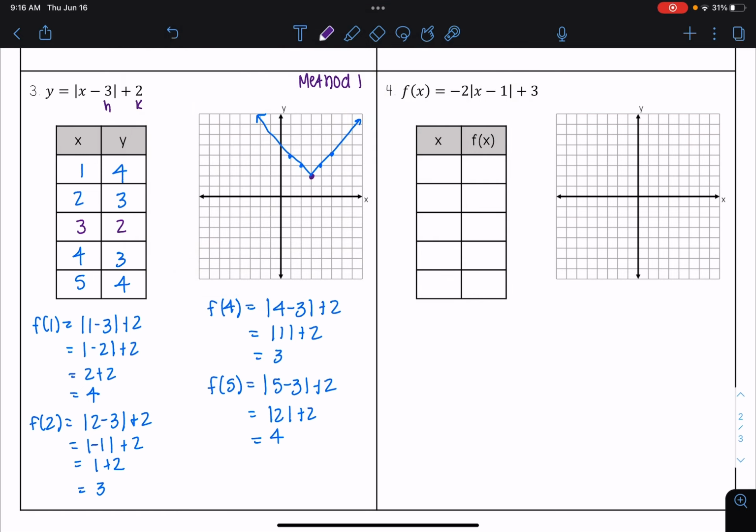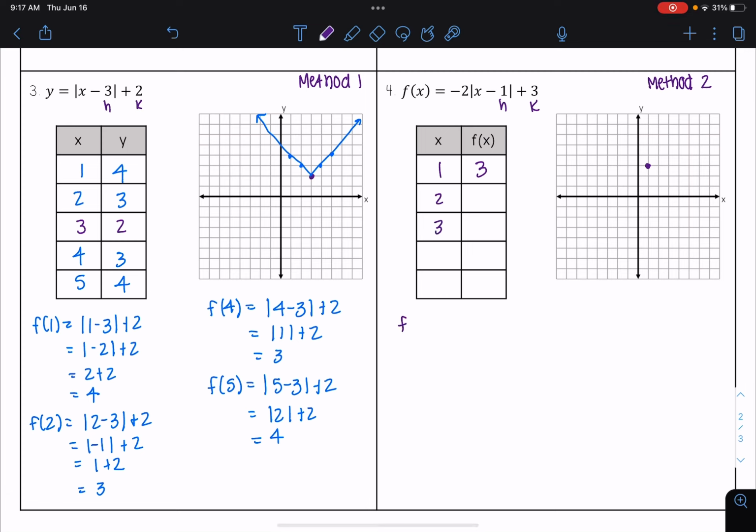Okay, let's do one last one. So here I'm going to use method 2 again. So first, looking to see what my vertex is, I see this is actually going to be at 1, 3. So I'm going to plot that point. And now I'm going to find 2 points on the right side of the vertex. You could go left, I just like always going to the right. So that means my x values are going to be 2 and 3.